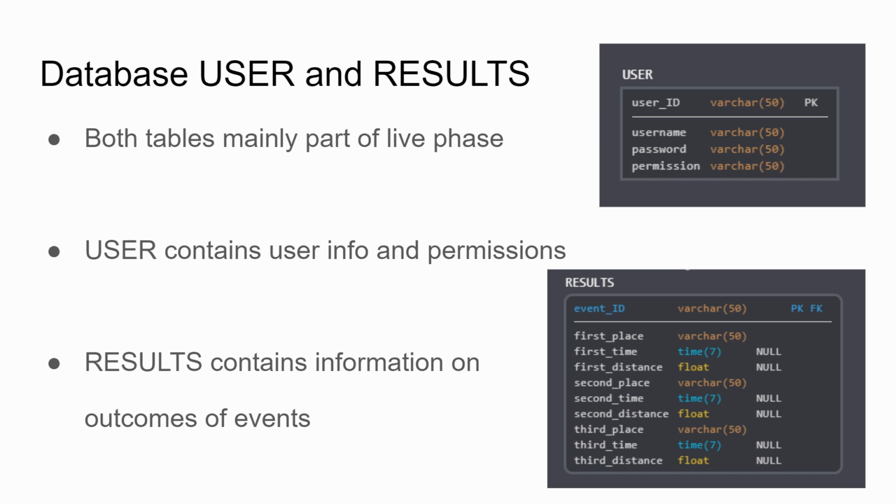The other table used mainly during the live phase is the results table. This table is used to store the results for each event and includes the following attributes: event ID, the primary key and a foreign key, and the place, time, or distance for the first, second, and third place winners.